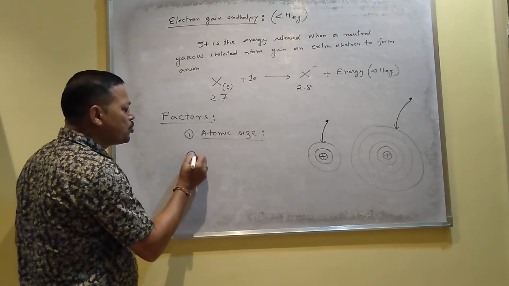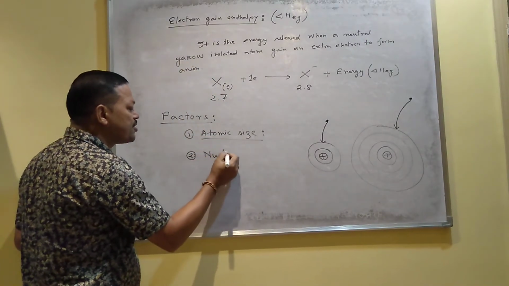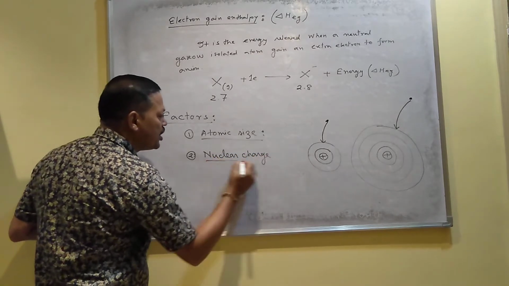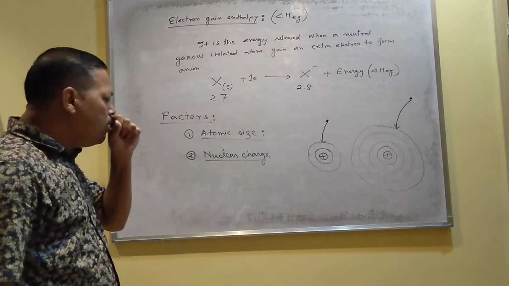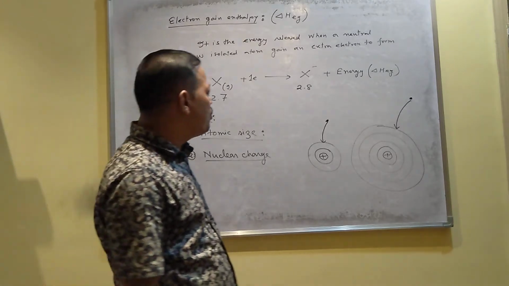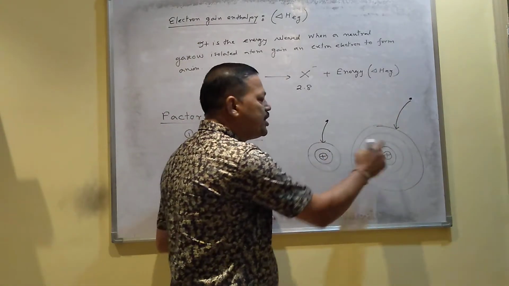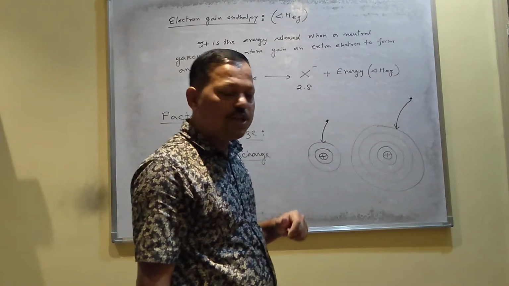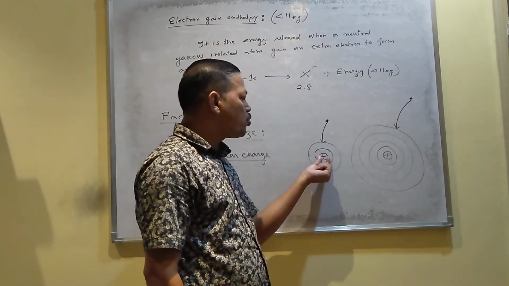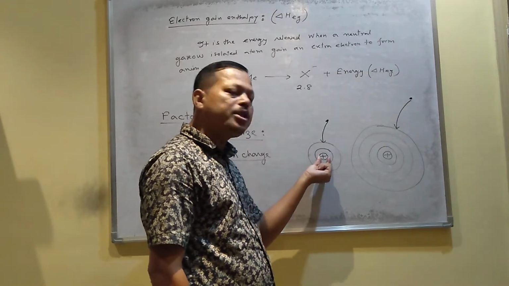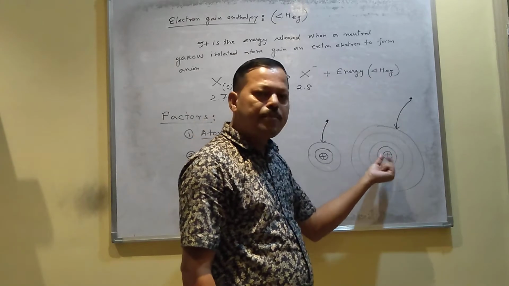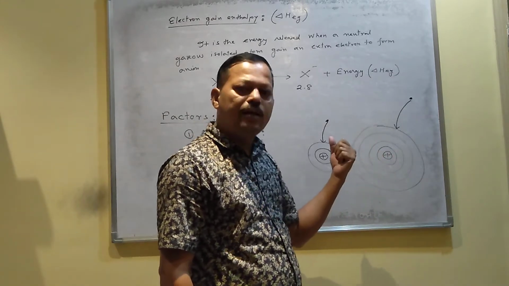Another factor, number 2, nuclear charge. The electron gain enthalpy value depends on the charge of the nucleus. Charge of the nucleus means charge of the protons, which is also called nuclear charge. If the proton charge is more, I mean if the positive charge is more, attraction will be more. If the proton number is less, attraction will be less.